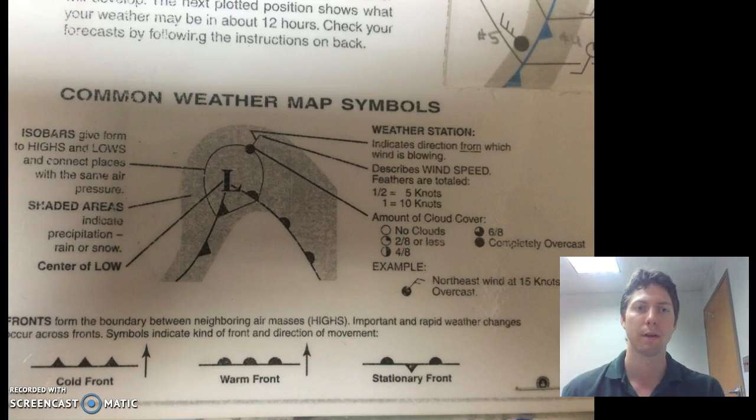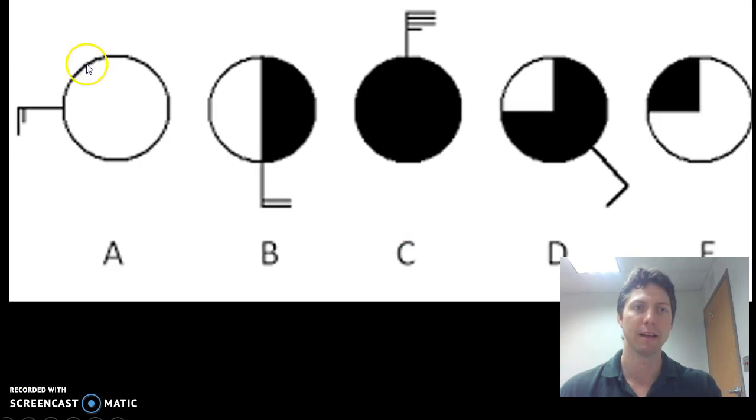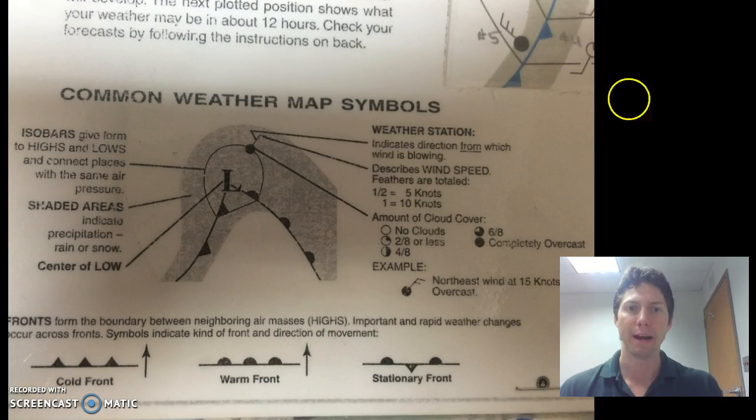First of all, in the bottom left-hand corner, there is a key that has a breakdown of what everything means. I want to point out cloud cover, pretty straightforward. If the circle is not shaded in, like this, there is no clouds. 50% clouds, 100% clouds, 75% clouds, 25% clouds. Very straightforward.